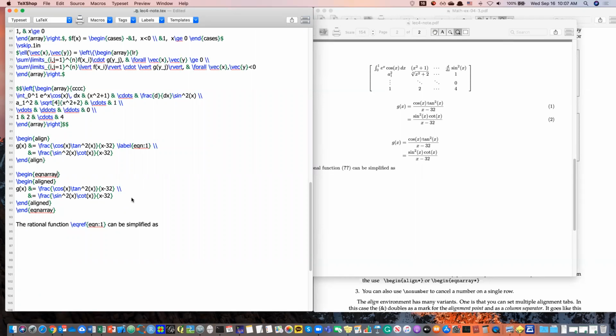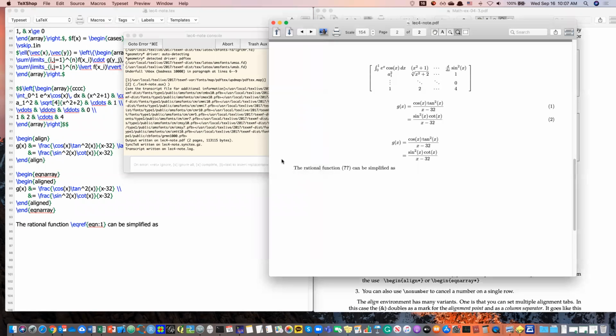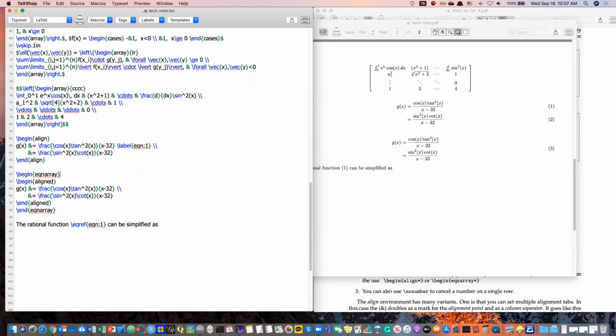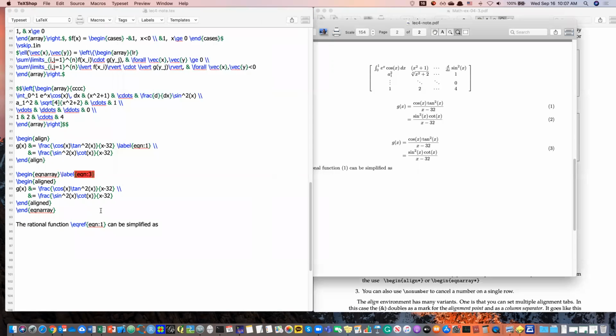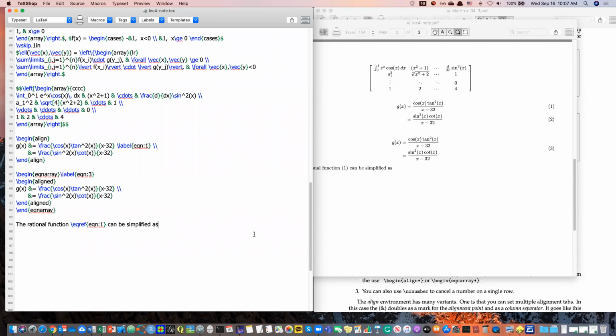So now, next one. All right. So here, give me a second. Let me put EQN here. Now let me get the equation number for the second g of x, which is 3, right? So I want to refer to that equation number. Then how can I do that? We have to set a label. So say label right here, EQN 3. Now the rational function can be simplified as something.